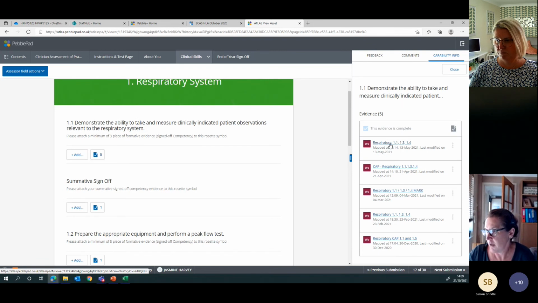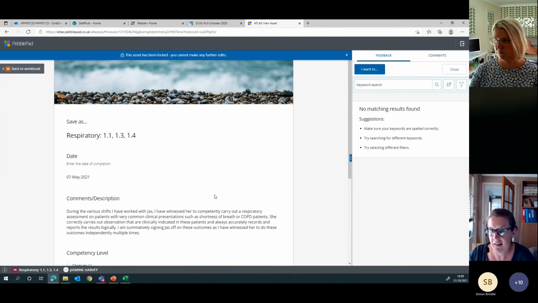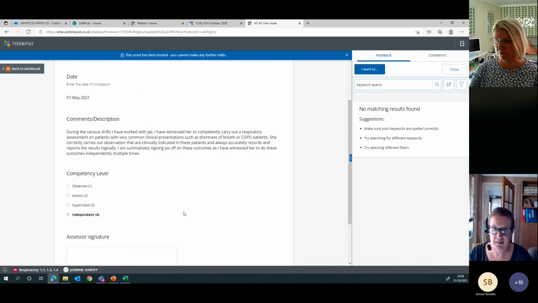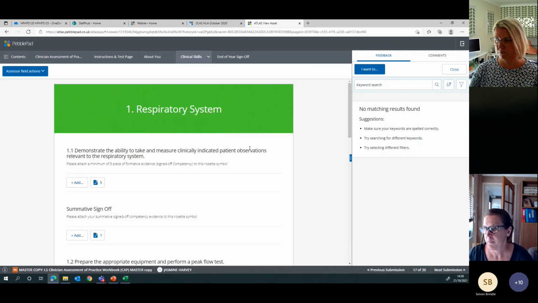So this student here, this is their asset, and basically what they've done is use the template as I showed you earlier on Pebble Pocket. This person has got their clinician to just write a short statement as to what they've witnessed carrying out respiratory assessments on patients. So this is an overall statement. They've obviously worked a few shifts together. The student completed a few different respiratory assessments on different patients, and the clinician who's been working with her is quite happy that she is confident and independent in what she is doing. So she is signed to that degree here, and then that's been uploaded.